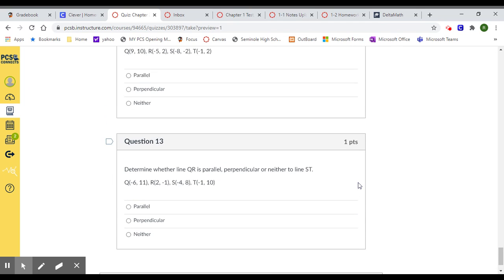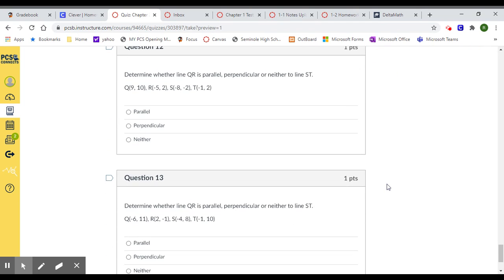Okay, so my last two questions are from the most recent lesson, 2-4. Are they parallel, perpendicular, or neither? Remember, I have to find the slope for both of these. Here's the first line. Here's the second line. Let's find the slope of the first line first. I'm going to do 2 minus 10 over negative 5 minus 9. I'm going to do my math.